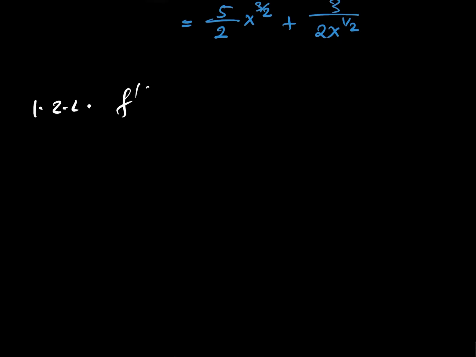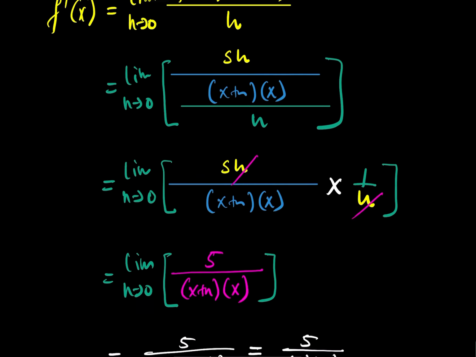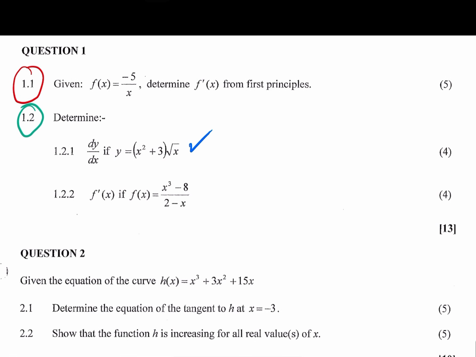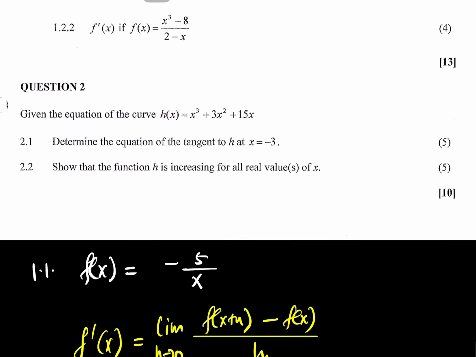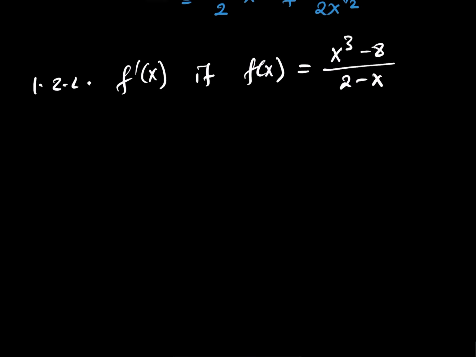So we want to find f prime at x if f is given by x cubed minus 8 divided by 2 minus x. This is what we are given. It's always good to verify that what you are copying is aligned with what is given.